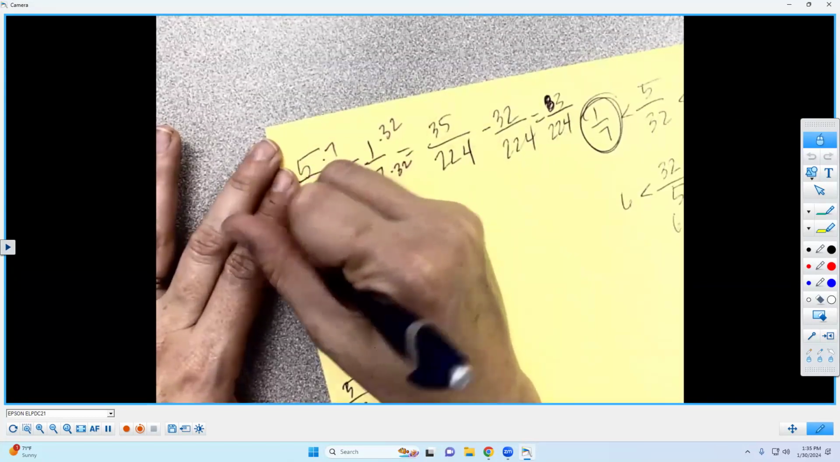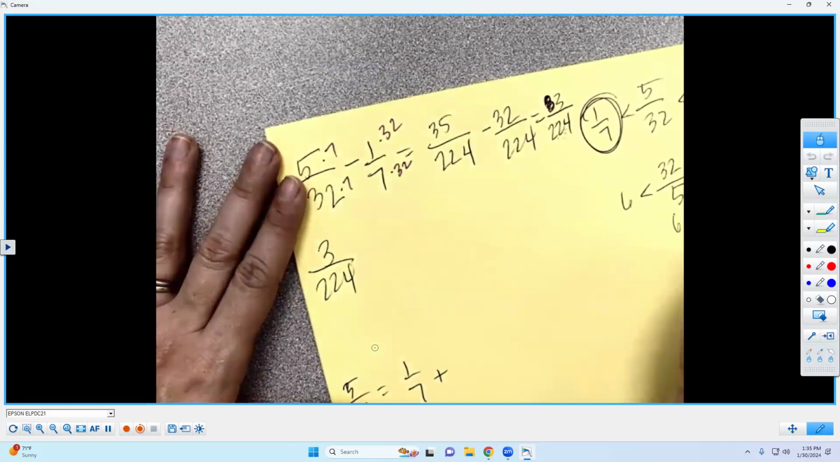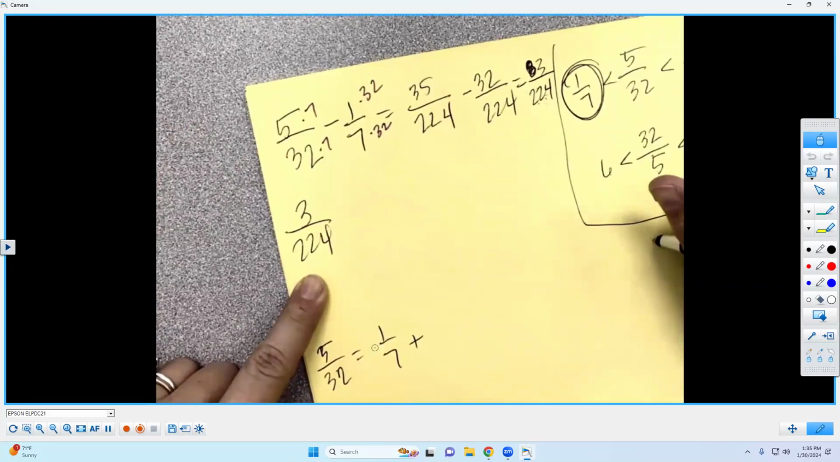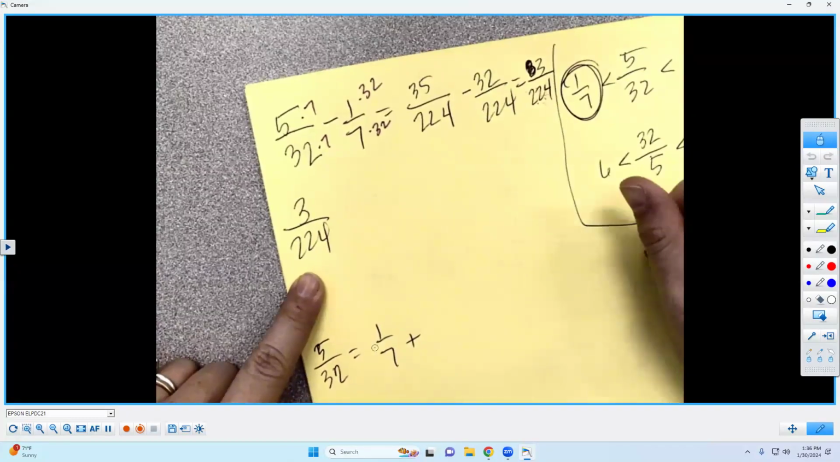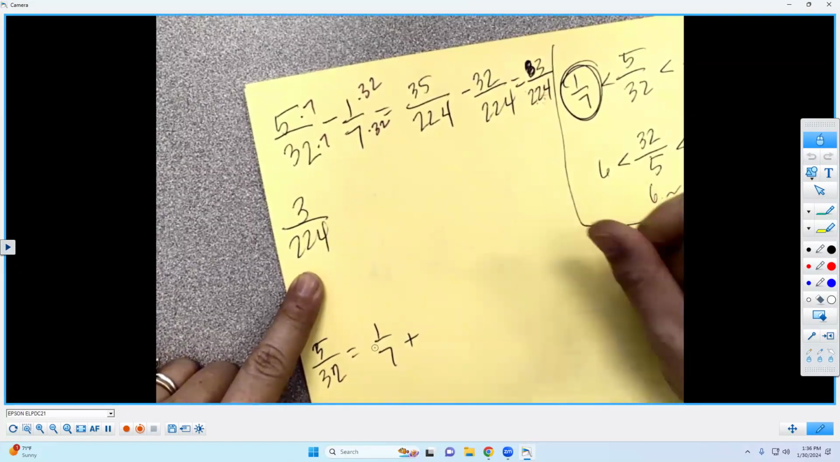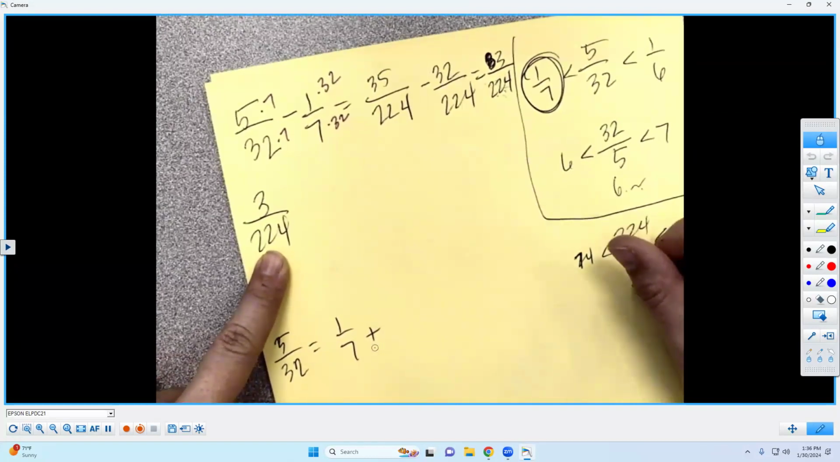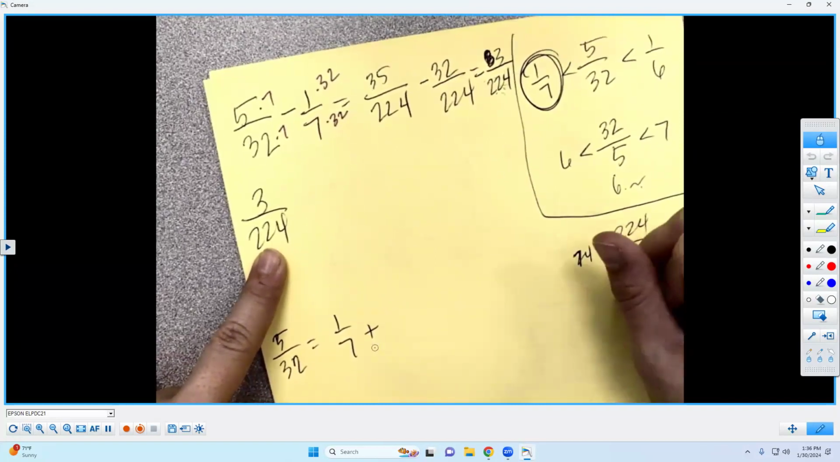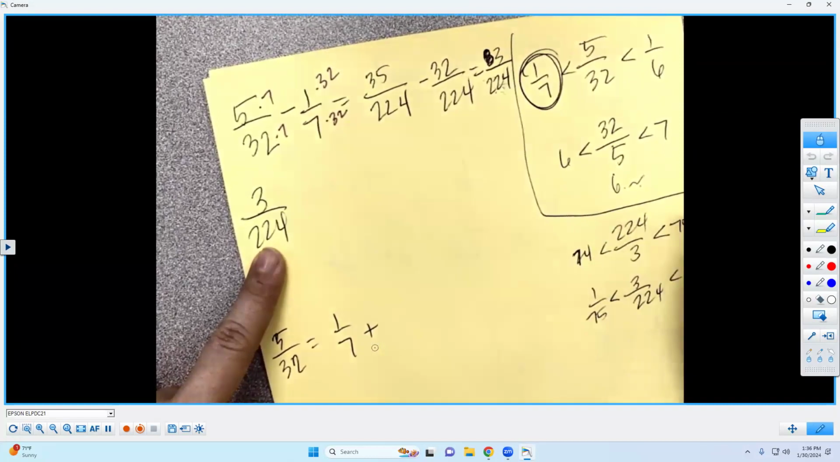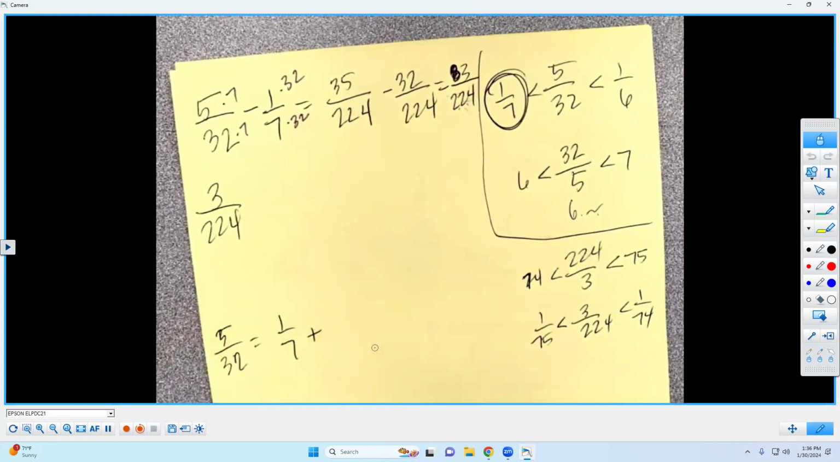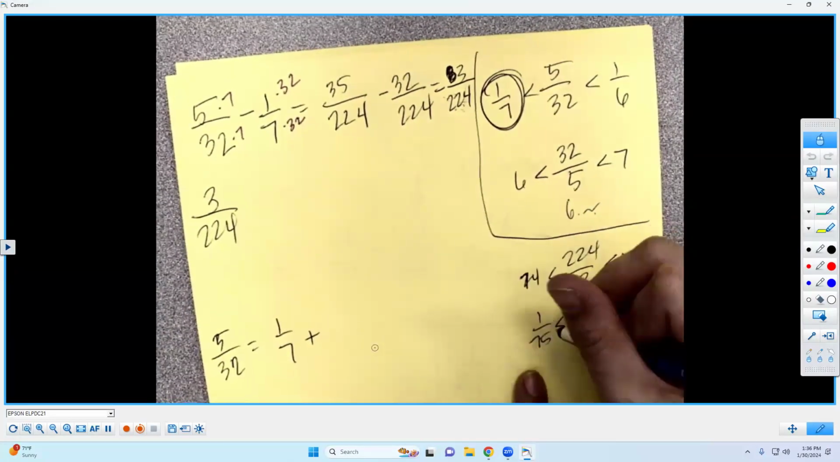So now I'm going to have 3/224. I'm going to do the same process. 224 divided by 3 is 74 and something. My 2's look like a 7, so that's fine. 75. So the fraction 3/224 would be between 1/75 and 1/74. So I want to subtract off a 75th this time.